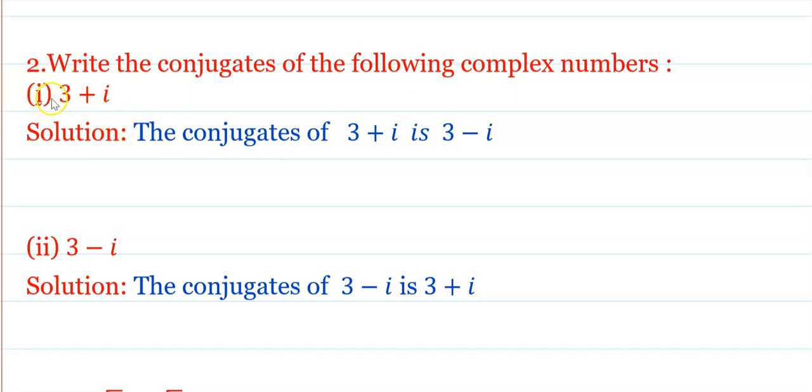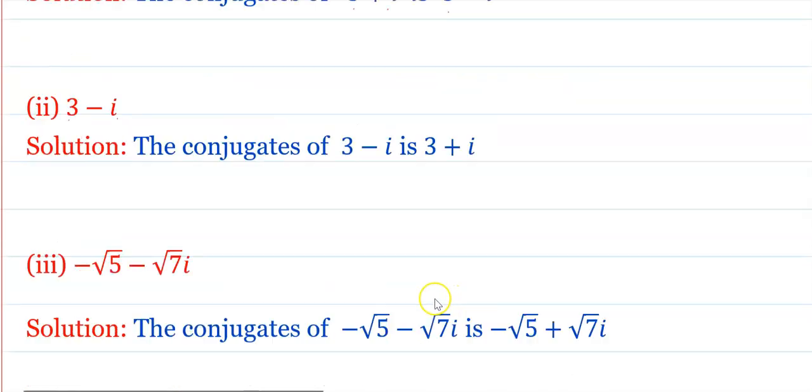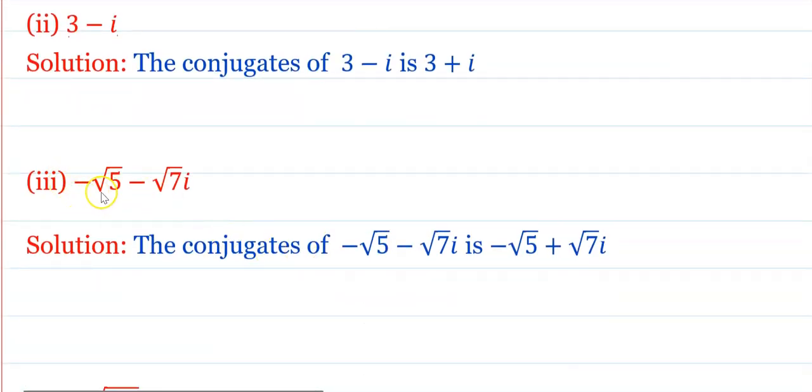Keep the real part as it is. The conjugate of 3 plus i is 3 minus i. Conjugate of 3 minus i is 3 plus i. Okay. Next, conjugate of minus root 5 minus root 7i is minus root 5 plus root 7i. Change the sign of this minus root 7 as a plus.